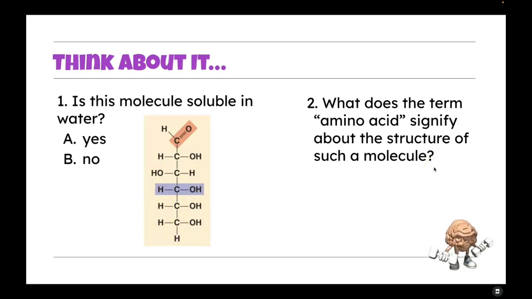And so what does the term amino acid signify about the structure of such a molecule? What do you think the term amino acid means? All amino acids have an N terminus, the amino group. They also have a C terminus, which is the carboxyl group, and that's what we call an amino acid. Remember that they also have an R side chain that's different from one another, based on those 20 amino acids.